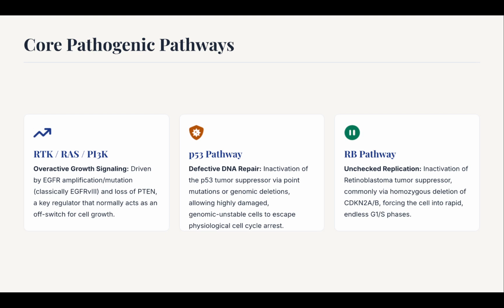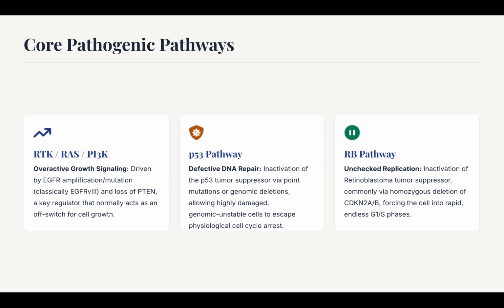Overactive growth signaling happens in this pathway, driven by EGFR amplification or mutation and loss of PTEN, a key regulator that normally acts as an off switch for cell growth. P53 pathway. Here there is defective DNA repair, inactivation of P53 tumor suppressor via point mutations or genomic deletions, allowing highly damaged, genomically unstable cells to escape physiological cell cycle arrest.